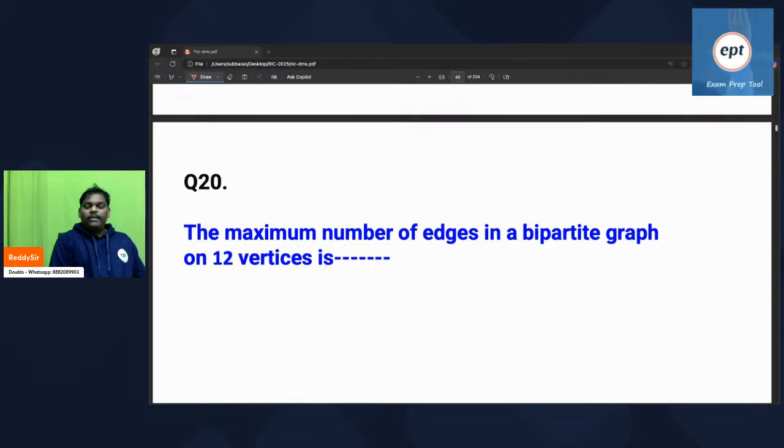The maximum number of edges in a bipartite graph on 12 vertices is.